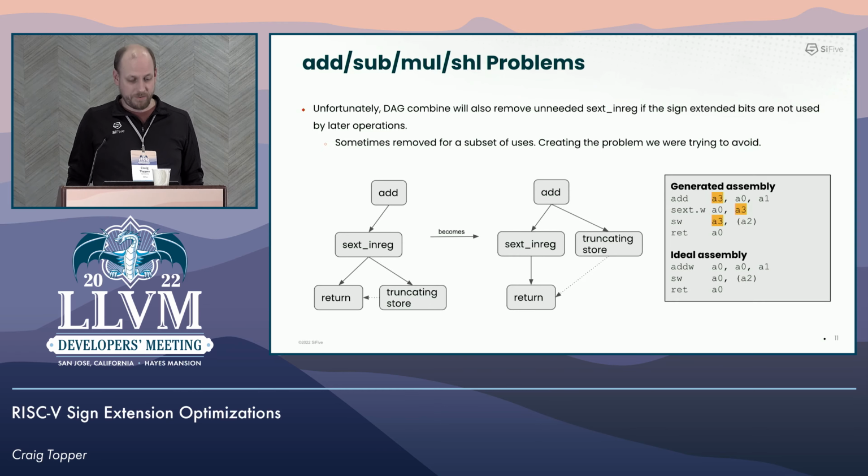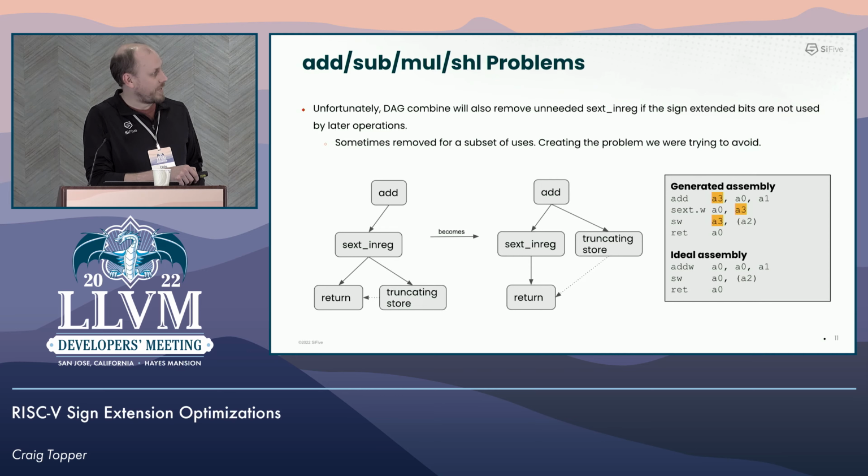Unfortunately, the DAG combine can also remove some unneeded sign extend in reg if the sign extended part is not used by later operations. Sometimes this occurs for only a subset of the uses, which creates a problem that we were trying to avoid by aggressively omitting the sign extends in the first place. So in this example, before DAG combine optimizations, after we legalize, we have an add and a sign extend in reg that is used by both a return and a truncating store. The return needs to be sign extended because of the ABI, but the truncating store is only going to store 32 bits. So the truncating store doesn't need this value to be sign extended.